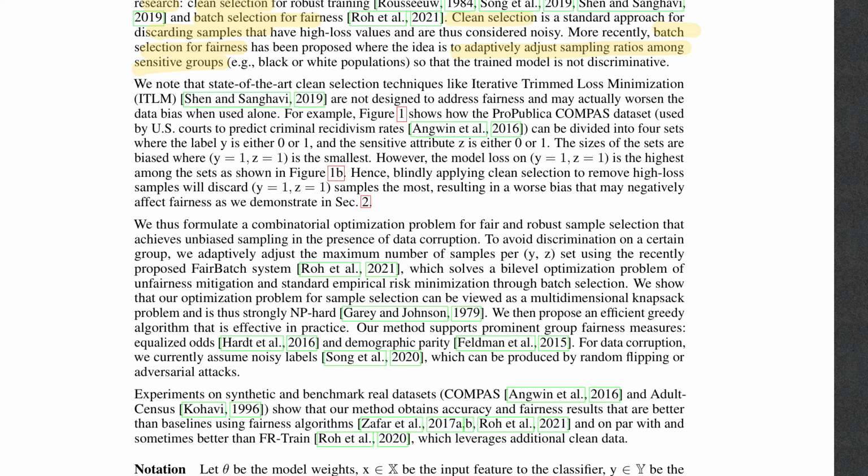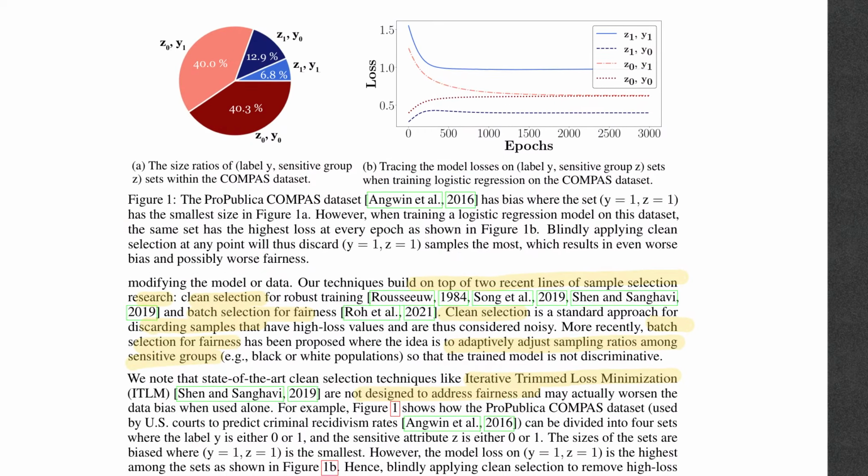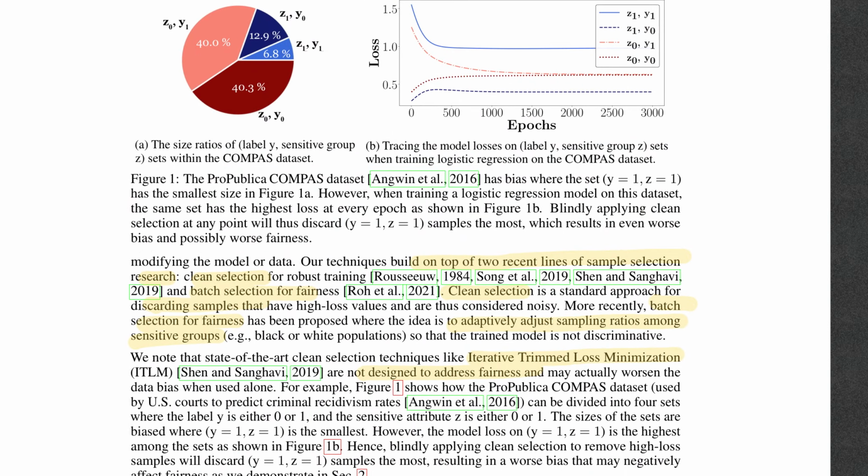Specifically for clean selection, their approach is built on the model called Iterative Trimmed Loss Minimization, which is not designed to address fairness. And now they want to show something interesting. In figure 1, which you can see here, they show that if you consider the ProPublica COMPAS dataset, which is a dataset that is used by US courts to predict criminal recidivism rates, you can have the sensitive attribute Z to be either 0 or 1, and you can have a label to be either 0 or 1.